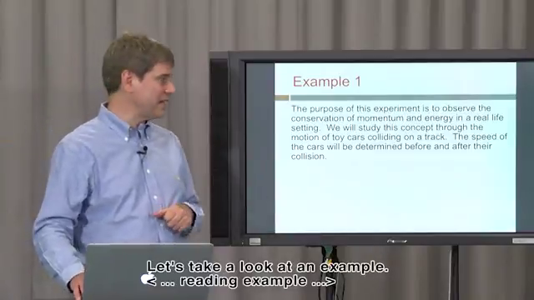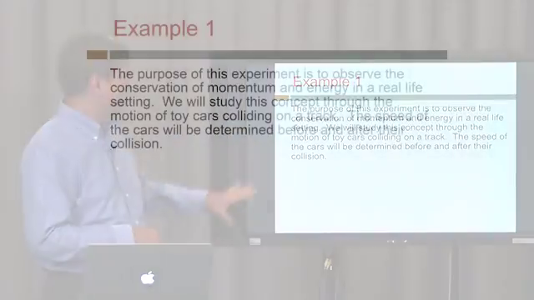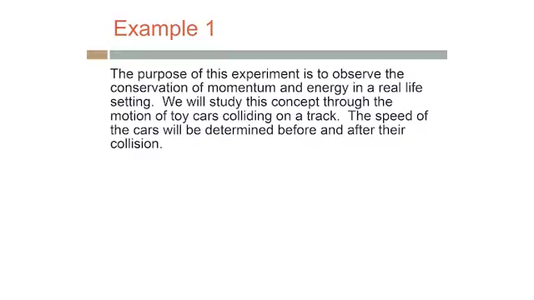Let's take a look at an example. The purpose of this experiment is to observe the conservation of momentum and energy in a real-life setting. We will study this concept through the motion of toy cars colliding on a track. Colliding is crashing into each other. The speed of the cars will be determined before and after their collision.